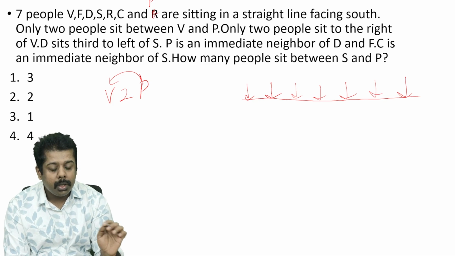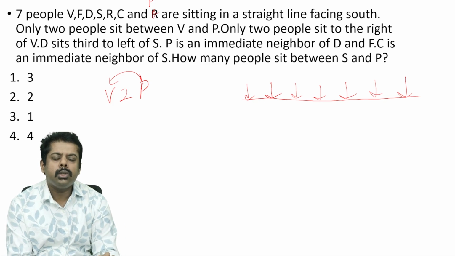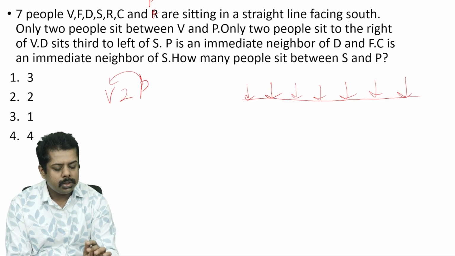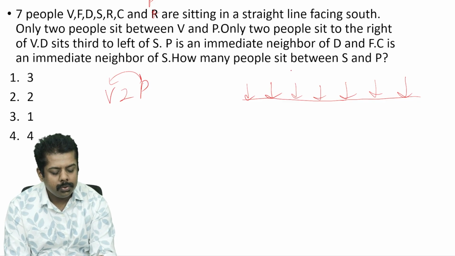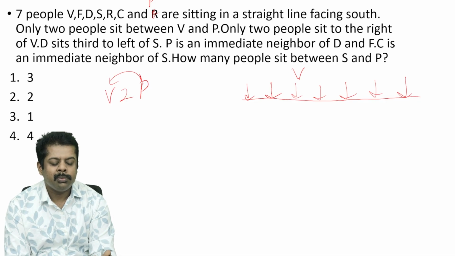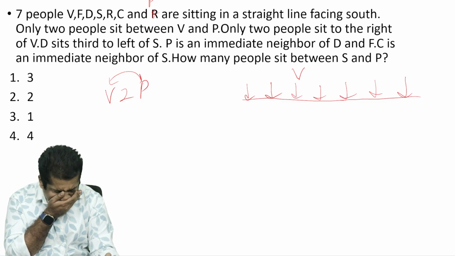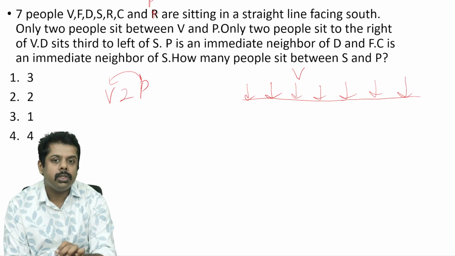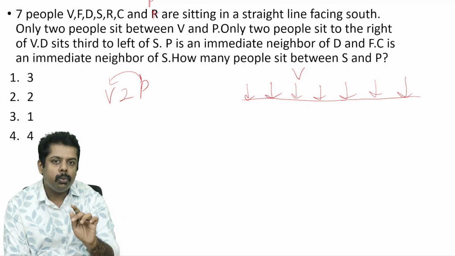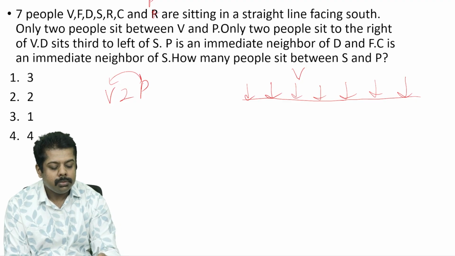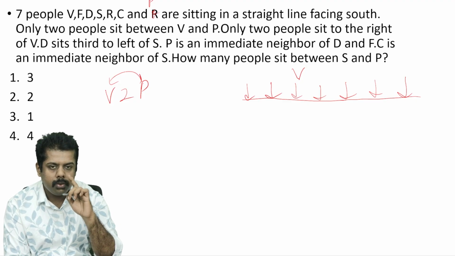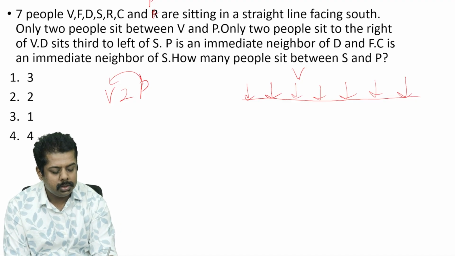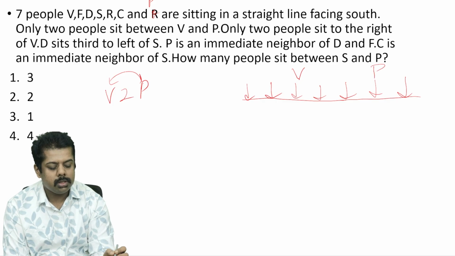Okay, only 2 people are to the right of V. So that is also a direct point, because as we know, south facing. Since only two people are to the right of V, V has to be in this position. There is no other alternative. And what we can do is place the first point that they have given: only two people are between V and P. That as well we can fix. So P we can place in this position.